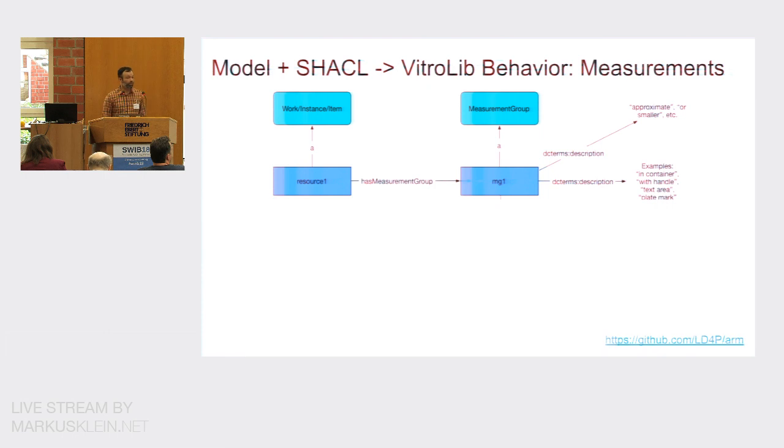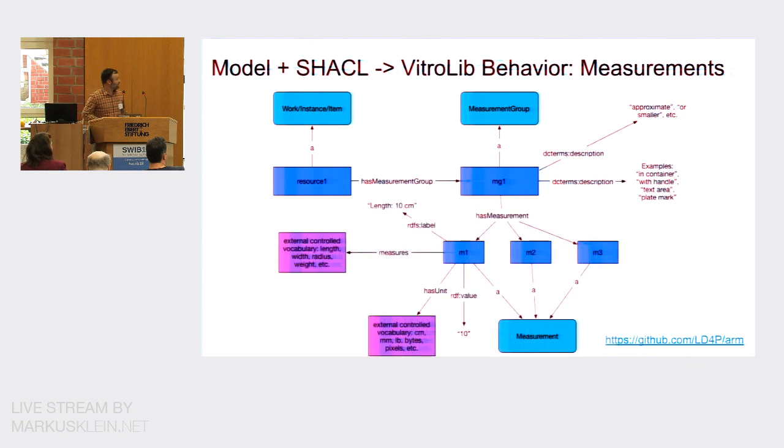So we begin with a measurement group, and that's really just a way to cluster related measurements, and you can qualify the measurement group using DC terms. So you can say that the measurements were approximate, that the measurements include the object in a container, etc. Let's see if this works. Yeah, it worked. And on each measurement group, there's the ability to assert actual measurements and to say with certainty that they are measuring a particular dimension, that they are using a particular unit, and the value, of course.